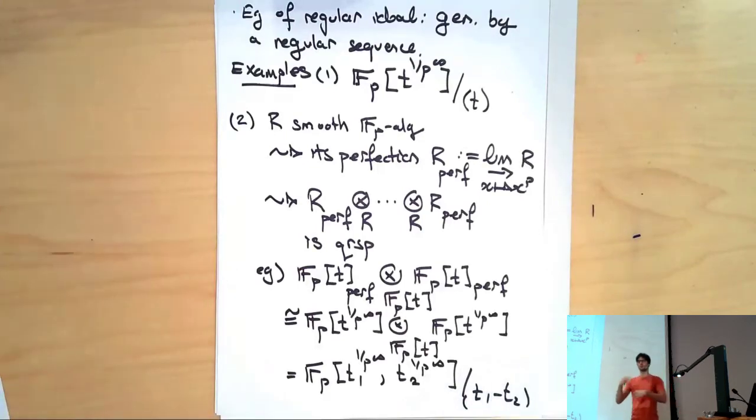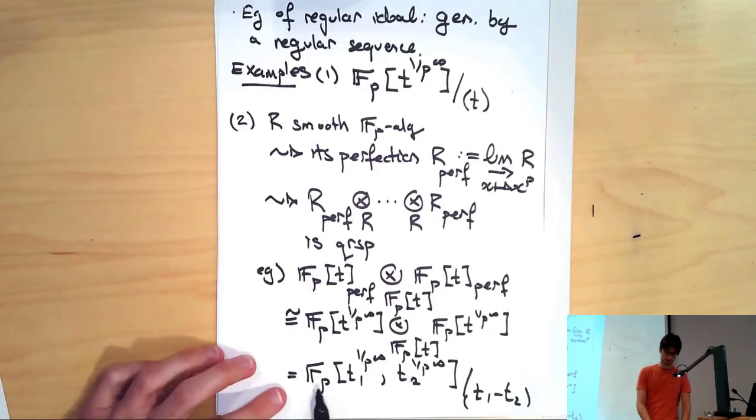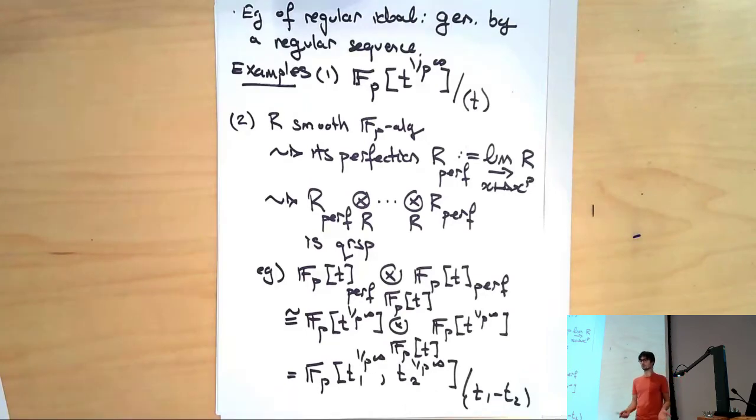But T1^{1/p} is not necessarily the same as T2^{1/p}. So I've adjoined two different compatible sequences of p-power roots to my polynomial variable. And indeed, on the top here I have some perfect F_p algebra, and I'm just modding out by a single non-zero divisor.